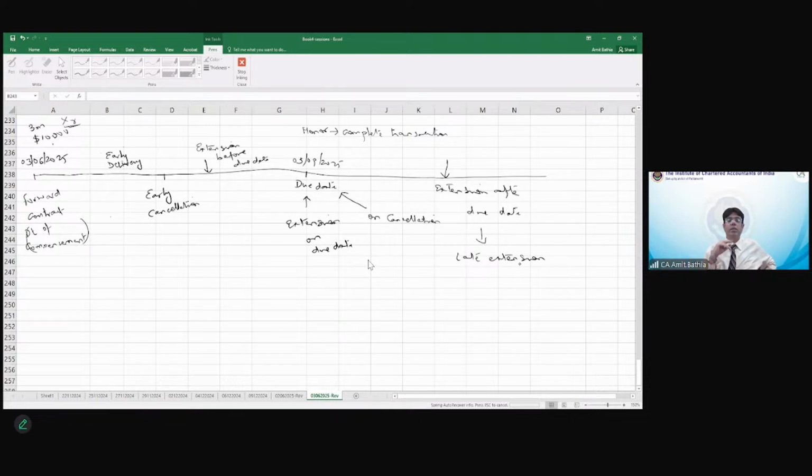On due date, what can happen? Either you honor or there is extension on due date. I cannot pay, so please extend the deadline for me. Or you are not able to pay at all and you are not even seeking extension, I can't pay. That means effectively you are cancelling the contract on due date. And worst case scenario, most of the times people are very alert and agile, but sometimes it also happens that inadvertently you happen to miss the due date.